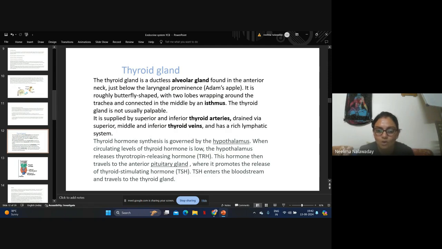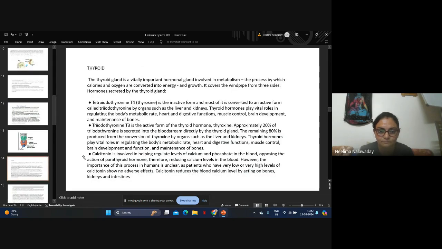Thyroid hormone synthesis is governed by the hypothalamus. Again, this axis is always there. When circulating levels of thyroid hormone are low, the hypothalamus releases thyrotropin releasing hormone, negative feedback, and then this hormone travels to the anterior pituitary gland, where it promotes the release of thyroid stimulating hormone, that is TSH. TSH enters the bloodstream and travels to the thyroid gland. This is the mechanism of how it works.